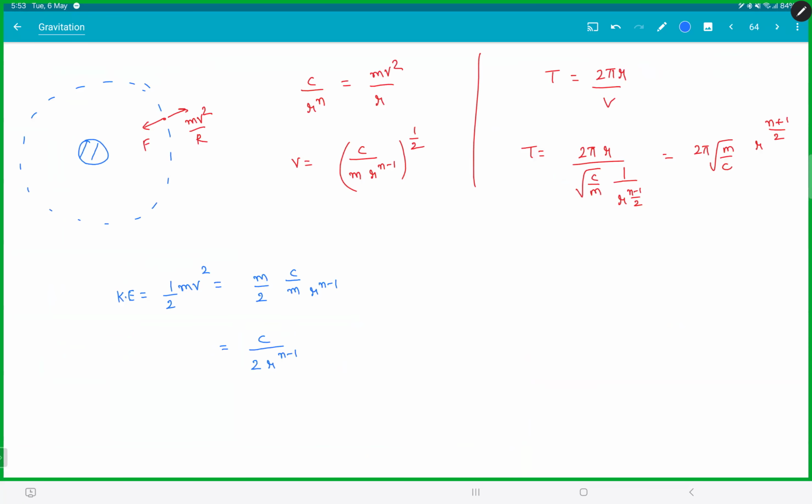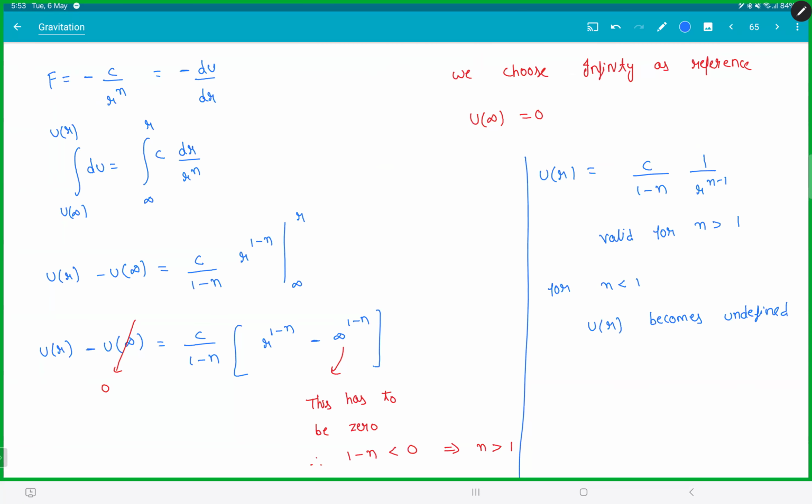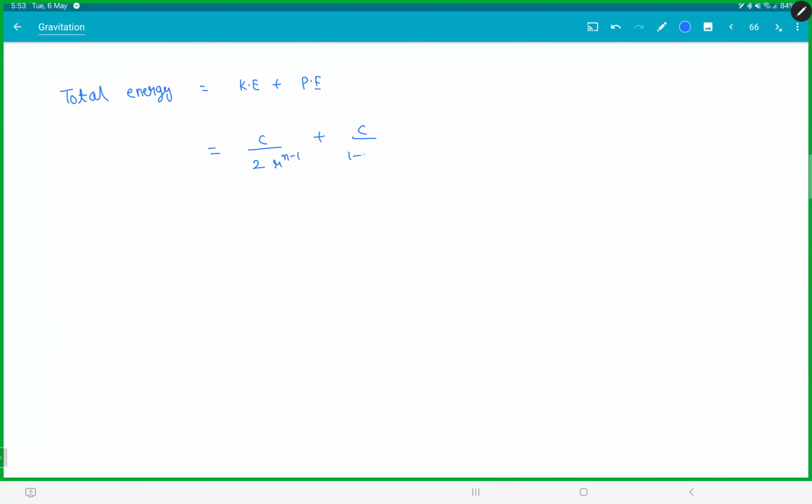How much is kinetic energy? C by 2 r power n minus 1. Potential energy is C by 1 minus n, r power n minus 1. Same thing. So C by r power n minus 1 will be multiplied by (1/2 + 1/(1 minus n)). This is your total energy. And now you're saying this total energy must be negative for a stable orbit.